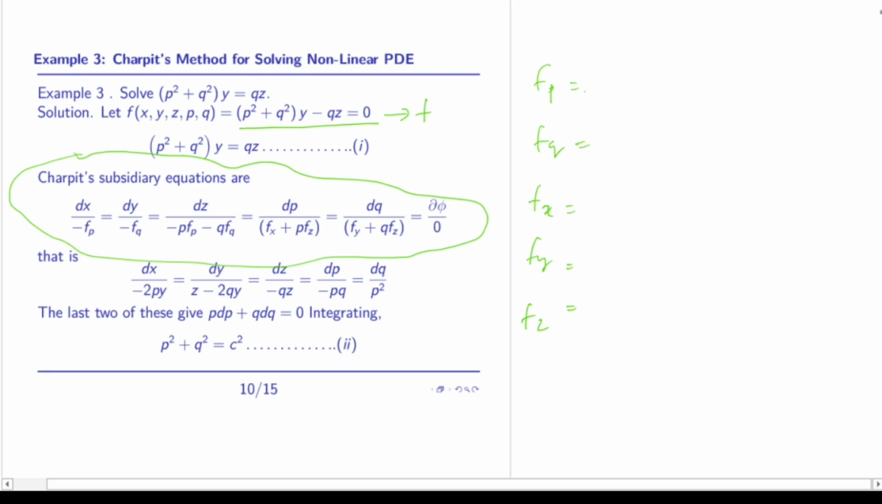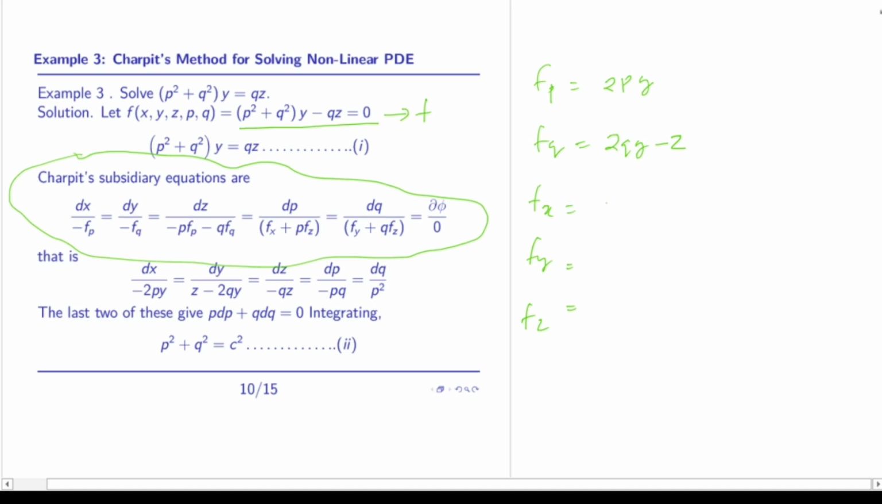First of all, let us find fp. Since the given equation is of this form, fp is equal to 2py. And fq is equal to 2qy minus z.